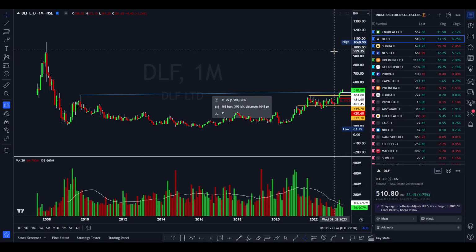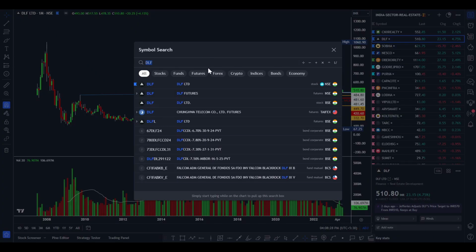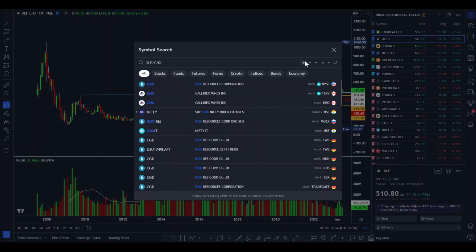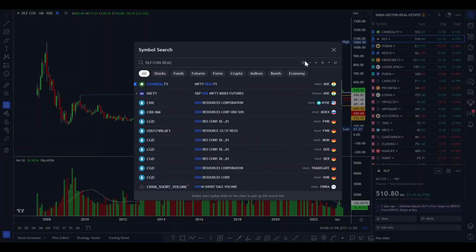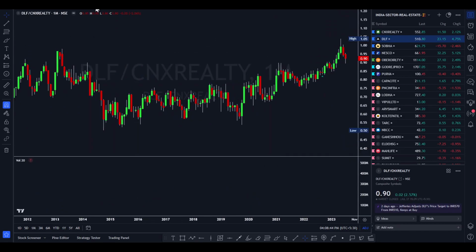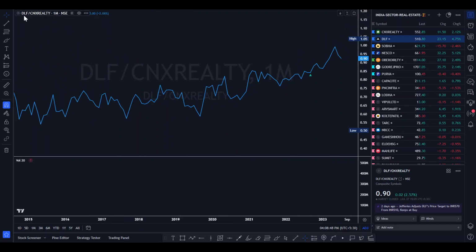This ratio analysis tells you which stocks are breaking out earlier than the Nifty itself, or the Nifty Realty Index. And that is where you have to look at understanding of it. If I go in here and make a line chart, this is now the ratio chart, DLF versus CNX Realty.